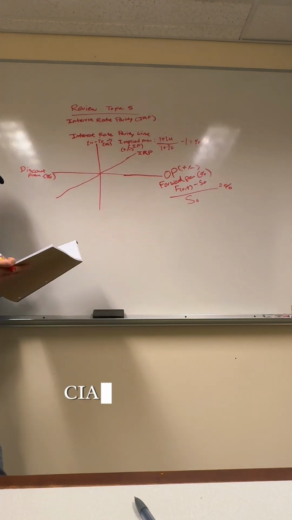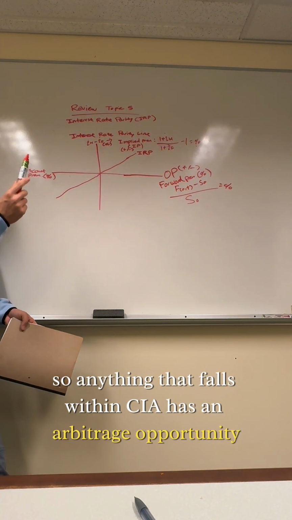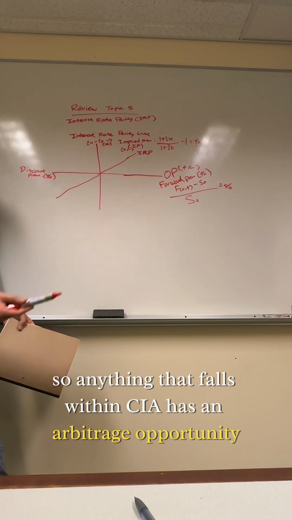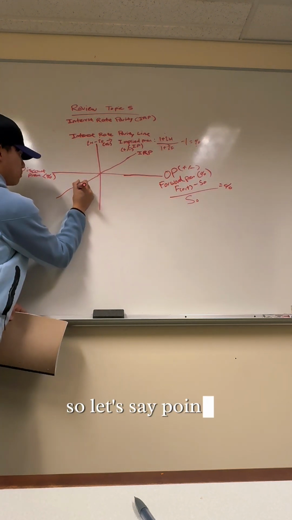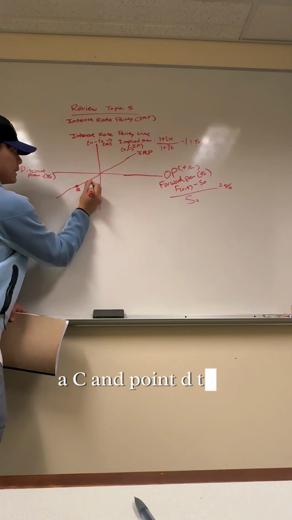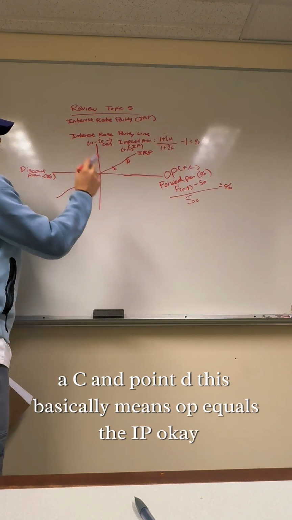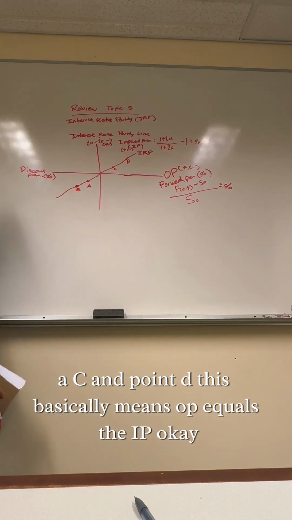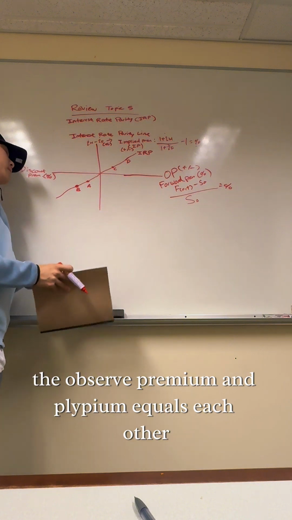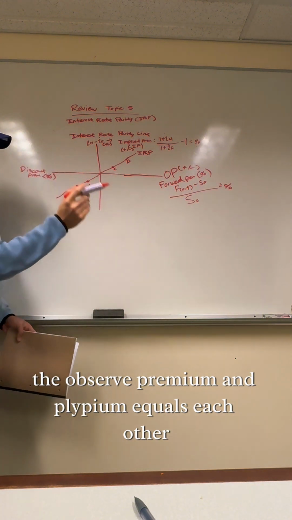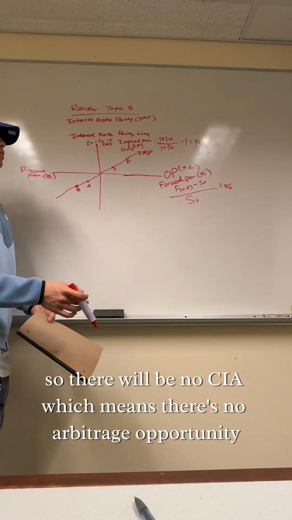So what is CIA? CIA is the covered interest arbitrage. Anything that falls within CIA has an arbitrage opportunity. But anything that's on the IRP, so let's say points B, A, C, and D, basically means OP equals IP. The observed premium and implied premium equal each other, so there will be no CIA, which means there's no arbitrage opportunity.